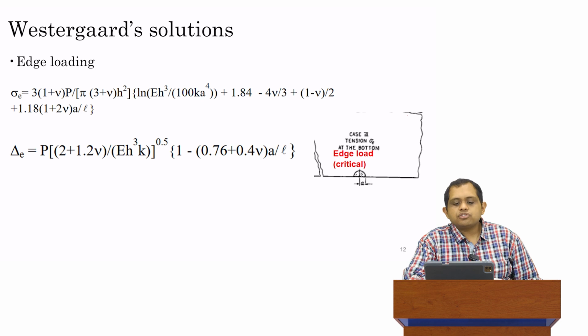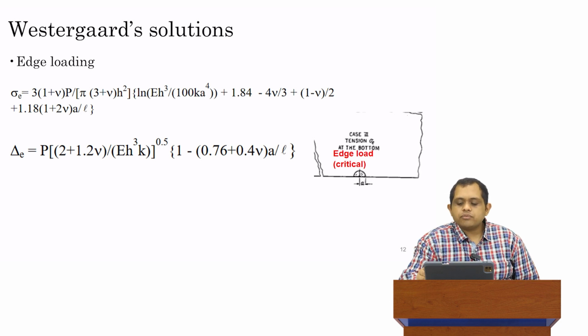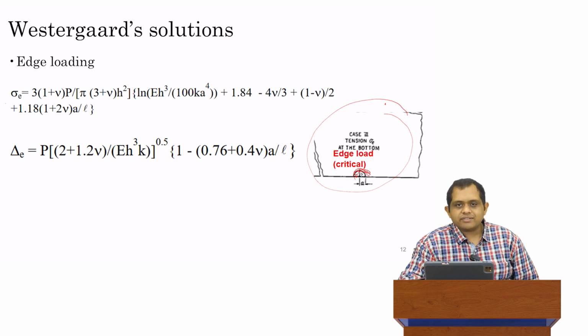And the last set of solutions which Westergaard provided was for edge loading, which is in this case. Note, in the case of edge loading, we do have a semicircular load. In the next lecture, I'll show that there are some updated solutions where instead of a semicircular load, you can also have a circular load. We'll talk about that when we get to it.